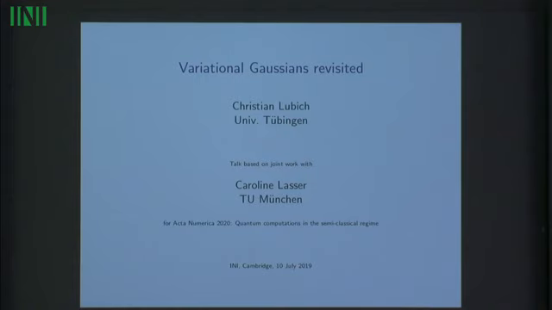Say, if you want to solve Hamiltonian problems, it's good to understand the symplectic Euler method. When you want to solve Schrödinger equations with a semiclassical scaling, it's good to understand variational Gaussians. So take it in that sense.